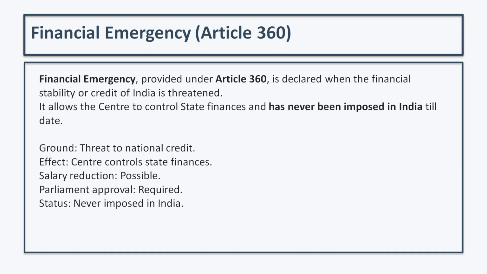Now let's look at what is written on the slide. Financial emergency is imposed under Article 360. It is declared when the financial stability of the country is threatened. So when the financial emergency is imposed, the central government can control the state finances.